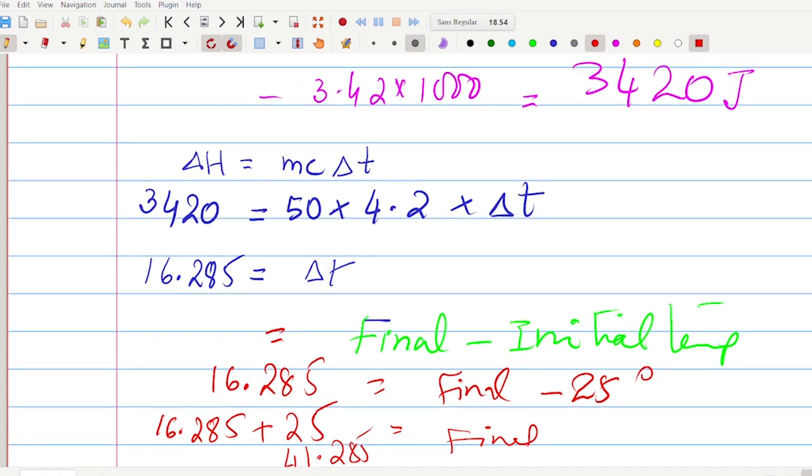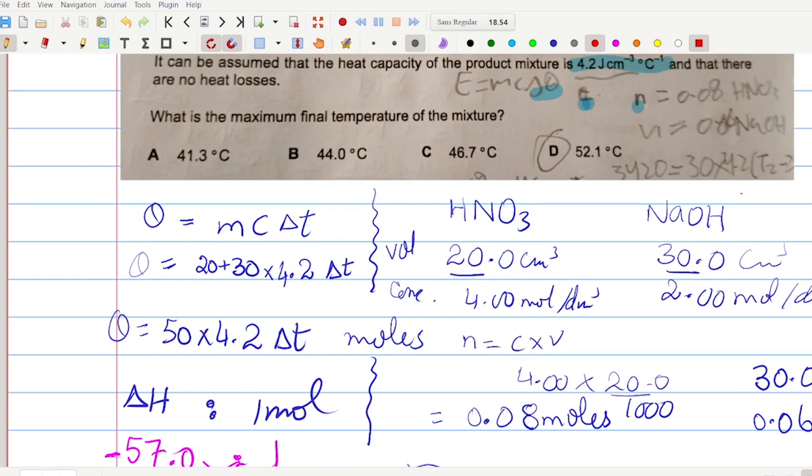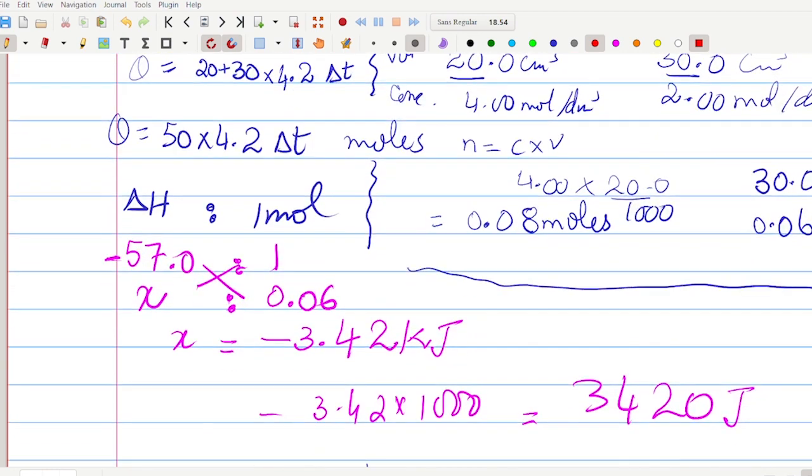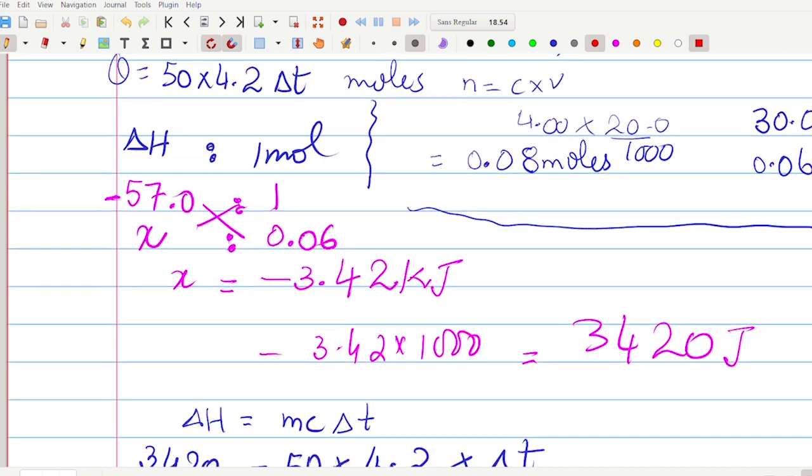So let me check what can be the answer. Ma'am, 41.2 means 41.3. Yeah, is it correct? Yes, ma'am, it's correct. Okay, so this was a question which we have done here.